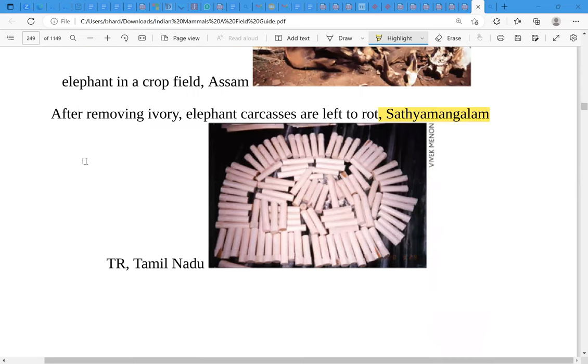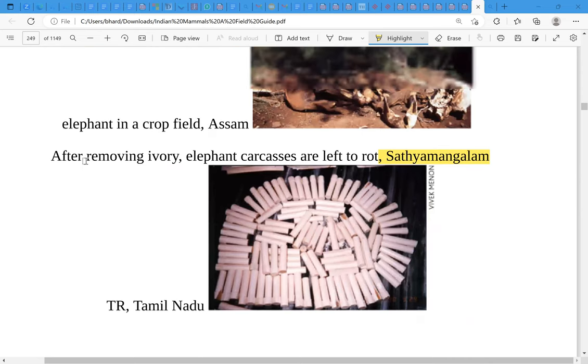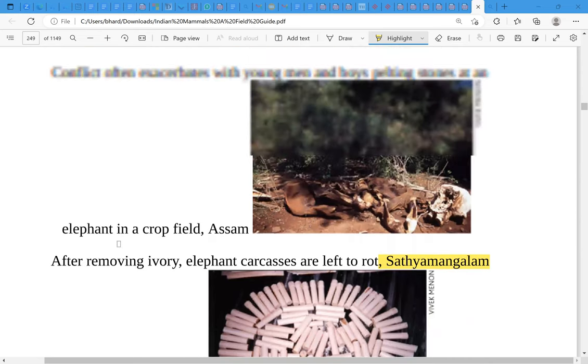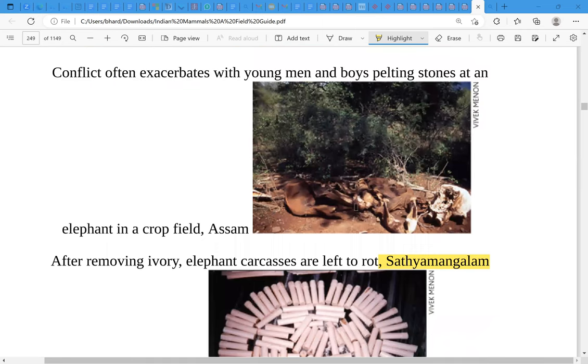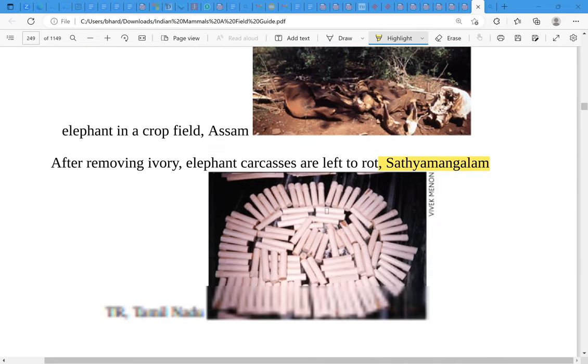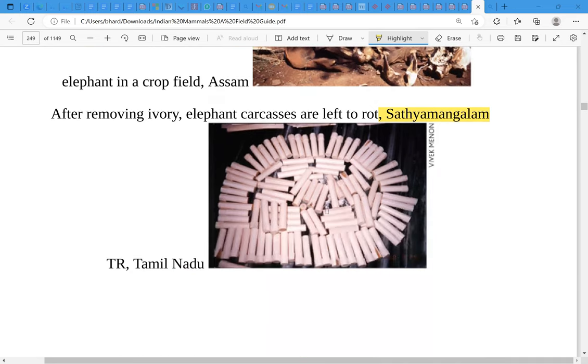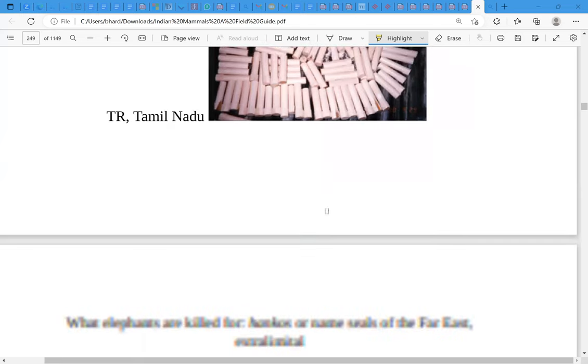What I was talking about, see, an example is here: how an elephant is left in a crop field in Assam after removing the ivory. Elephant carcasses are left to rot in Satyamangalam, Tamil Nadu. Another example is shown of those tusks, the hankos, that we were talking about.